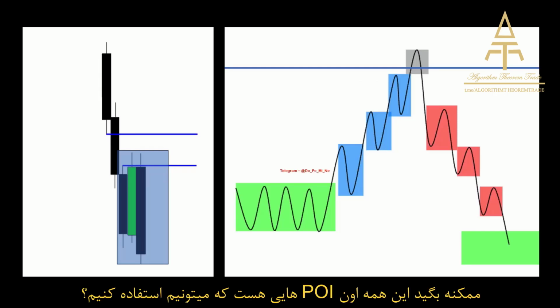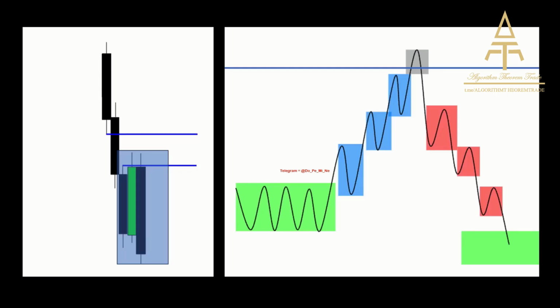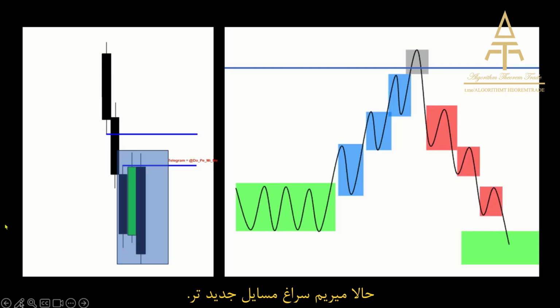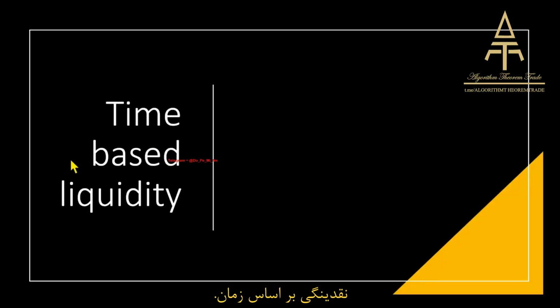So I know that some of you are already like, are these all the points of interest that we can utilize? Is this all there is? Of course there isn't. This is just the most basic version of a point of interest, so to say, from which a market maker model can unfold. We're now going to take a look at something more advanced, which is time-based liquidity.